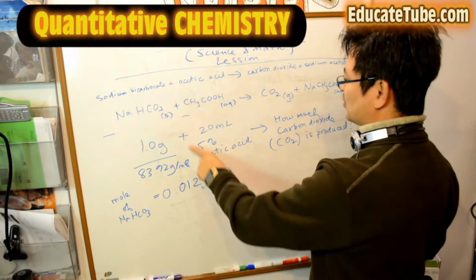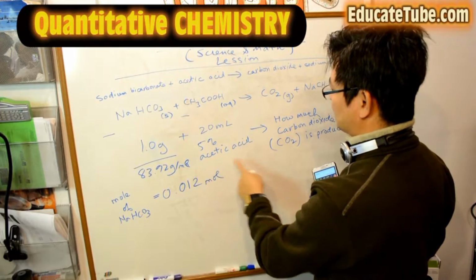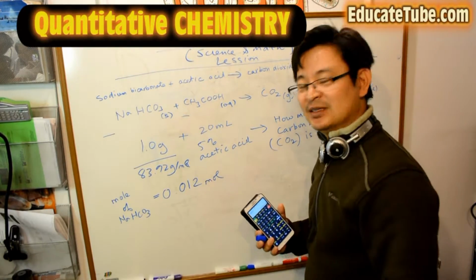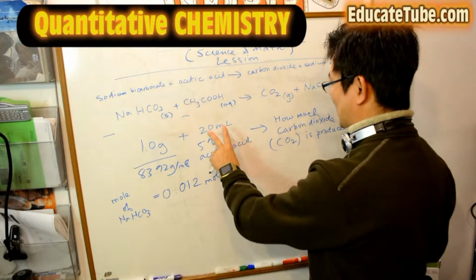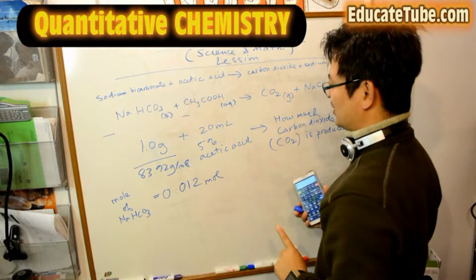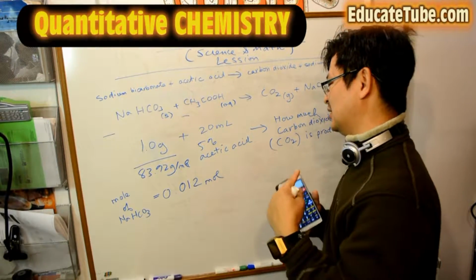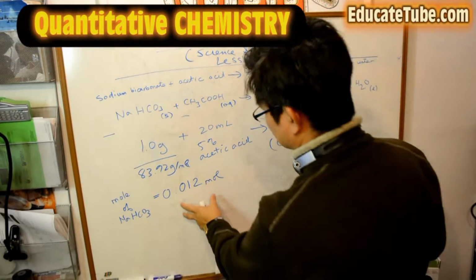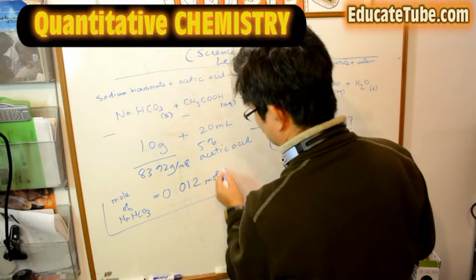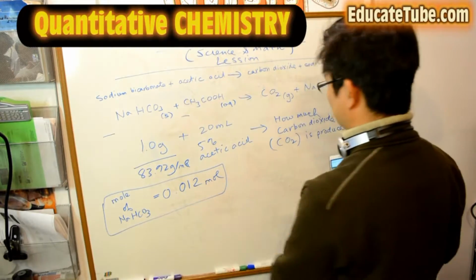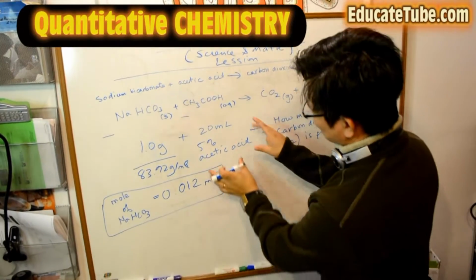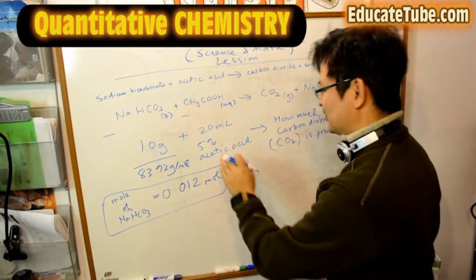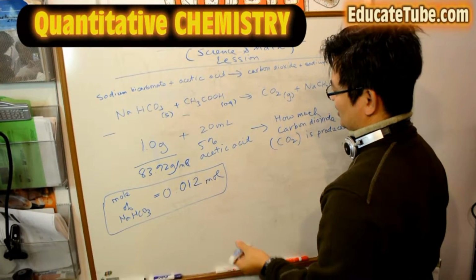Now we're going to figure out how many moles are in 20 mL of 5% acetic acid. This is a little bit harder because we're going to convert it into mass first, and then convert it into moles. Let's put this at the back of our mind, I'll extract this information later on. Now we're going to figure out how many moles are in 20 mL of 5% acetic acid.